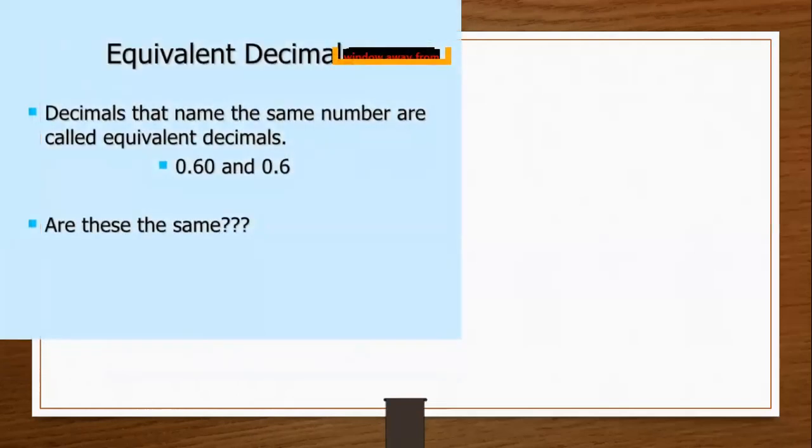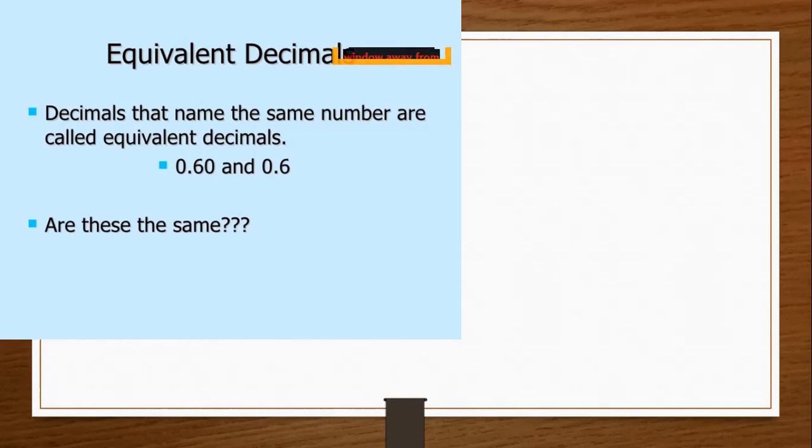Okay, let's talk about equivalent decimals. Equivalent decimals means equal decimals. How can we say that two decimals are equal? Let's have an example. 0.60 and 0.6. The first one is read as 60/100ths and the second one is read as 6/10ths. So they are different in word form. Let's see if they are equal or equivalent decimals or not.